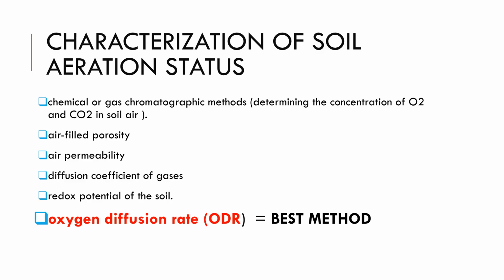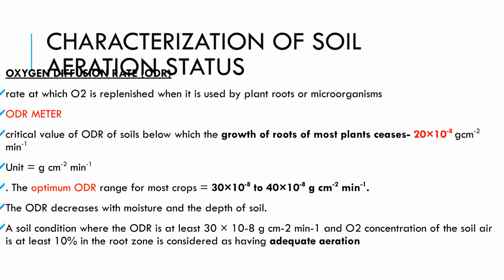Soil aeration status can be characterized using methods like chemical analysis, air-filled porosity, air permeability, or diffusion coefficients. Oxygen diffusion rate, or ODR, is considered the best method for characterization. ODR measures the rate at which O2 is replenished. An ODR meter is used for this measurement. The critical value for ODR is 20 × 10^-8 grams per centimeter squared per minute. Adequate aeration is considered to be at least 30 × 10^-8 grams per centimeter squared per minute with at least 10% O2 concentration.